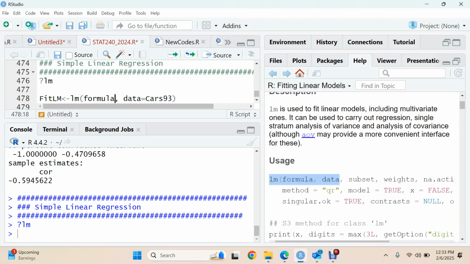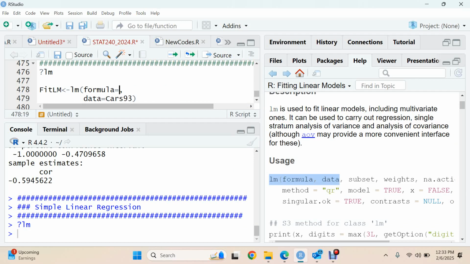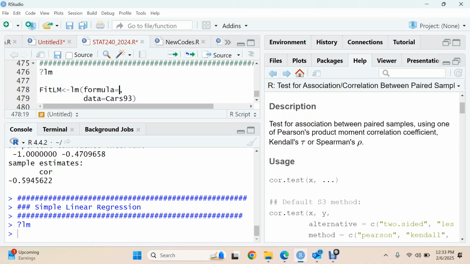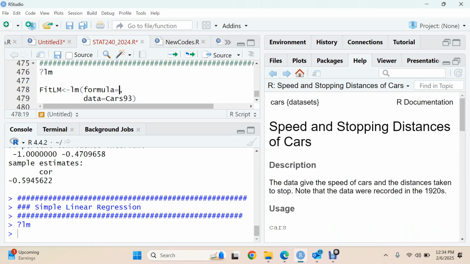Then the formula, we've been using this previously, right? What will be the formula? It's price on what? Miles per gallon city. But I need to get the exact way the price is spelled and also the way the variable miles per gallon, mpg, is stored.